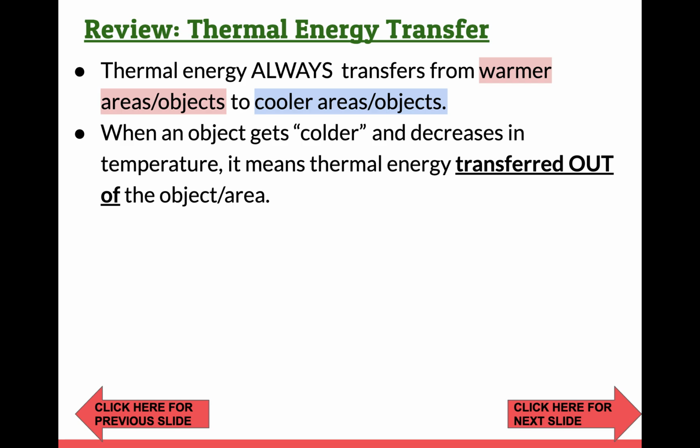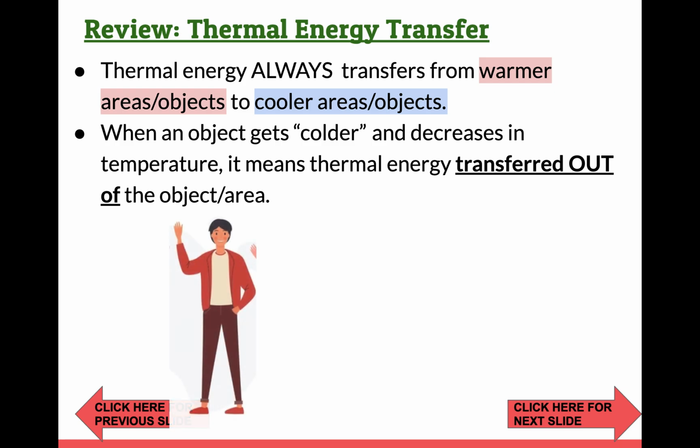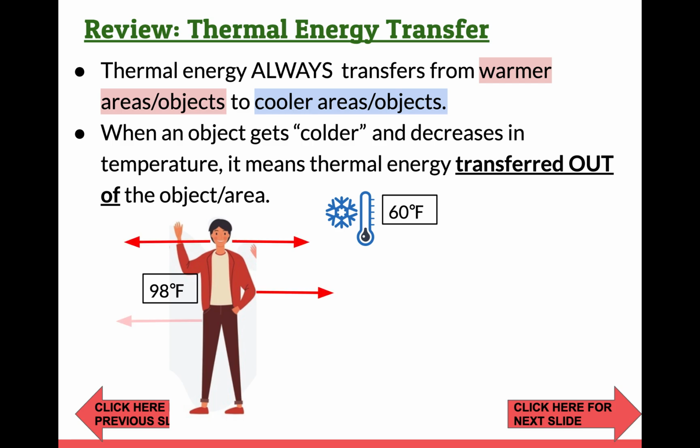Alright, so just a quick review. Thermal energy always transfers from warmer objects to cooler objects. So when an object gets colder, that means that thermal energy left. It transferred out of the object. So for example, you have a person and you have the cold air outside. The person is 98 degrees and the cold air outside is 60 degrees. That means that thermal energy is going to leave the person.